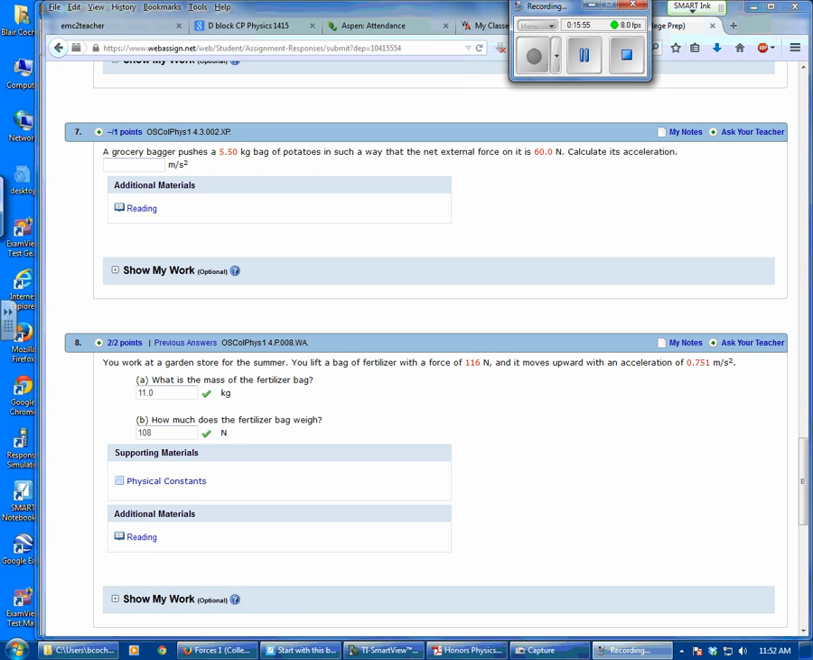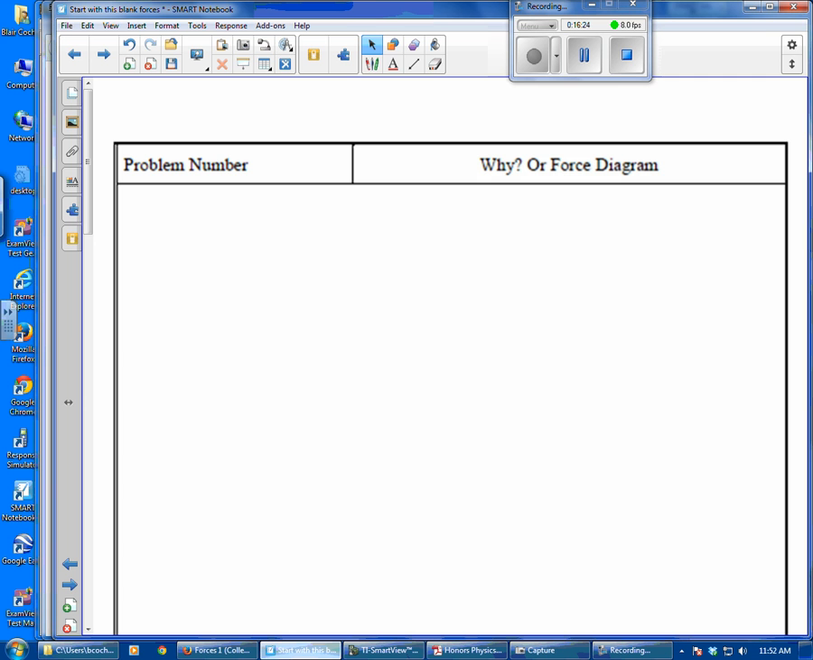So we're going to do number 7. A grocery bagger pushes a 5.5 kilogram bag of potatoes. The net external force. When you read net external force, one thing to keep in mind is that's the one that causes the acceleration. So whatever direction I put that net external force, that's the direction it's going to accelerate also. And so I have a lot of freedom of how I arrange this one. I'm going to arrange it to make my life easy.